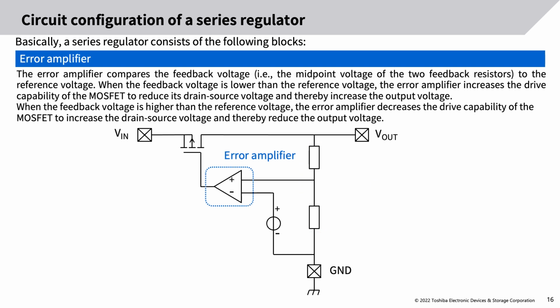The midpoint voltage between these resistors is applied to the error amplifier. Error amplifier. The error amplifier compares the feedback voltage, i.e., the midpoint voltage of the two feedback resistors, to the reference voltage. When the feedback voltage is lower than the reference voltage, the error amplifier increases the drive capability of the MOSFET to reduce its drain-source voltage and thereby increase the output voltage. When the feedback voltage is higher than the reference voltage, the error amplifier decreases the drive capability of the MOSFET to increase the drain-source voltage and thereby reduce the output voltage.